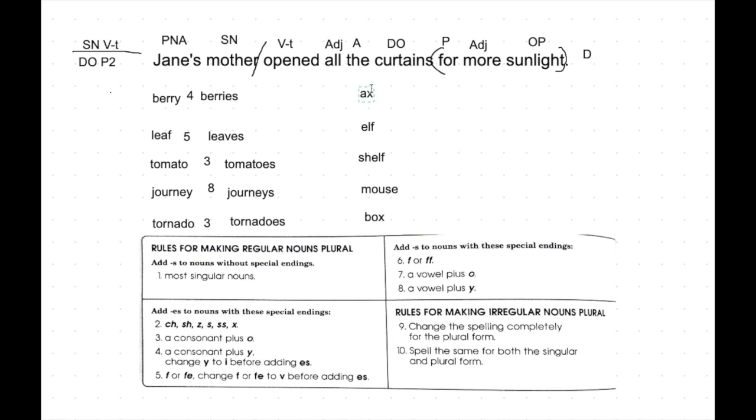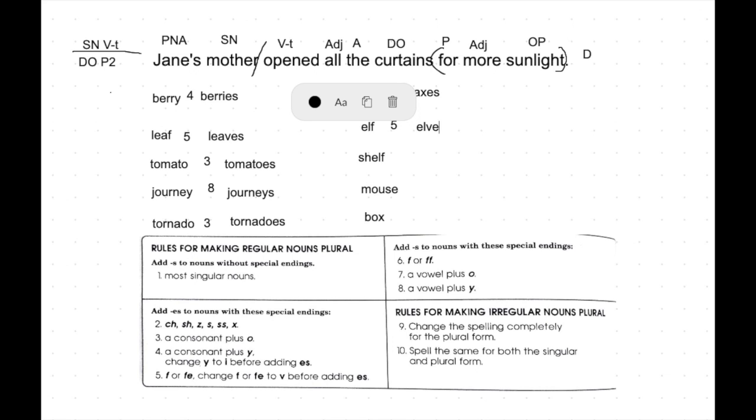Axe. You should notice that it ends with an X. That means we're following rule number 2. Rule number 2 says we need to add ES. Elf. You should notice that it ends with an F. It follows rule number 5. We need to change the F to a V and add ES.